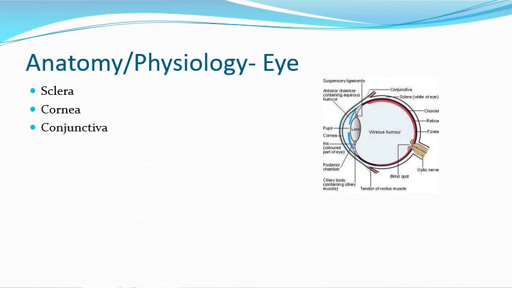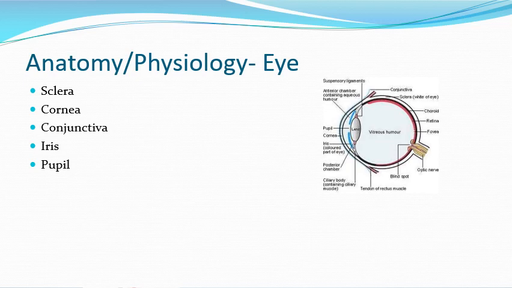The conjunctiva is a thin mucous membrane that goes around the eye and eyelid. The conjunctiva is actually continuous: you have the conjunctiva that covers the anterior portion of the globe, and you have the conjunctiva that lines the eyelid. The iris is the pigmented portion of the eye, and that's going to be responsible for controlling the pupil, which is responsible for letting light into the eye.